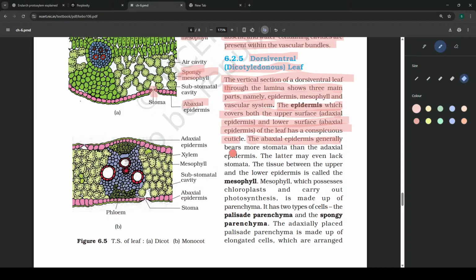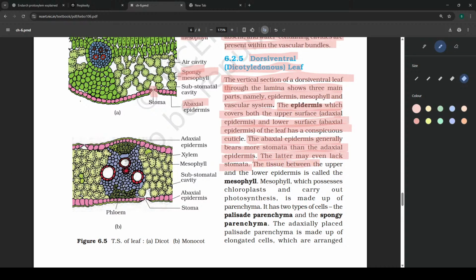The abaxial epidermis generally bears more stomata than the adaxial epidermis. That's what I said. There are more number of stomata in the below surface compared to the above surface. The latter, meaning the adaxial surface, may even lack stomata. The upper surface may completely even lack stomata as well.